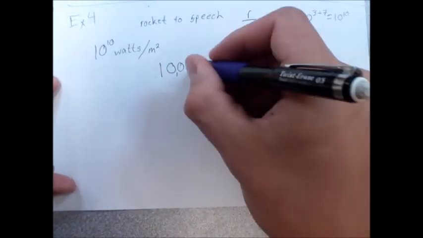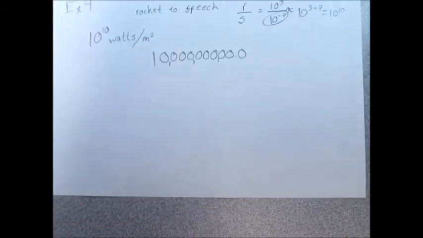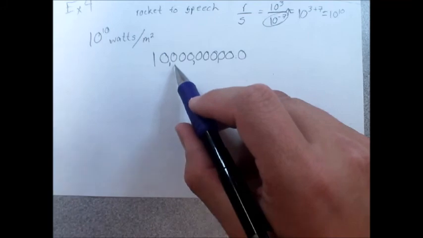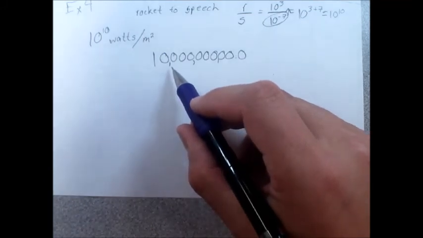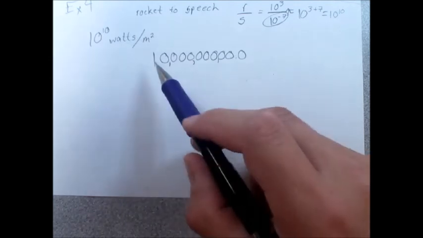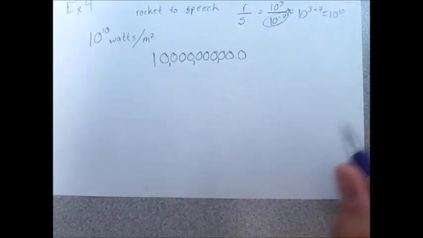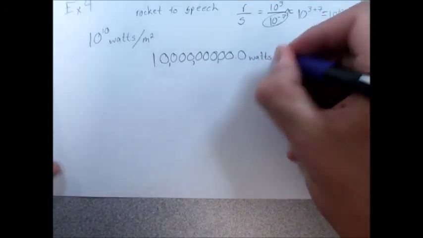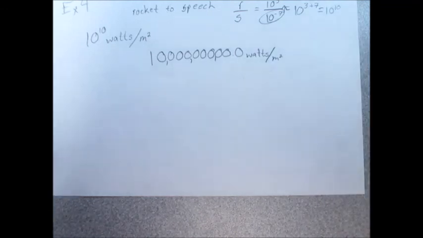3, 6, 9, 10. So my answer, this is thousands, this is millions, this is what? It's after million. Billion, and this is? Okay. So how many do we have? We have 10 billion, right? So 10 billion watts per meter squared. Don't forget your label.